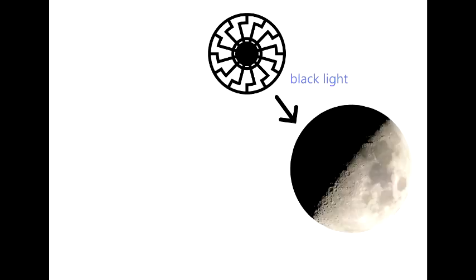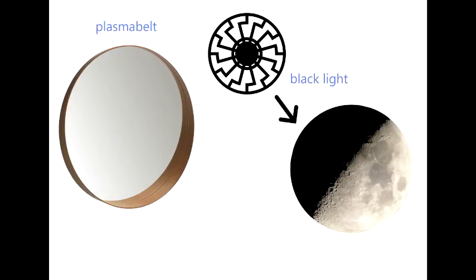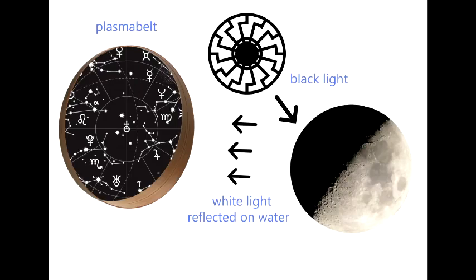So, when you are standing outside at night, the black light is shining on you. I know, it sounds crazy. But let's assume that water is reflecting black light and is turning it into white light. Plasma is a form of water. So, if the black light is shining at night on the earth, the black light will be reflected by the water on the earth and it will become white light. That white light will reflect on the plasma belt.